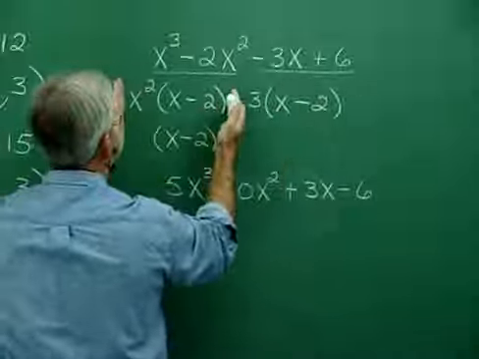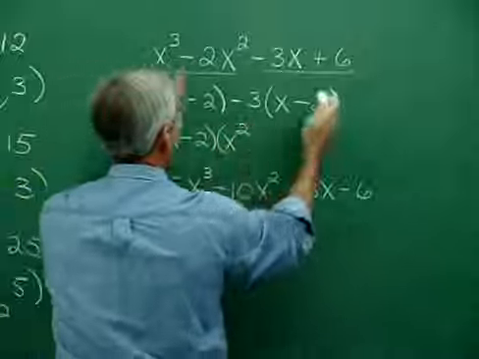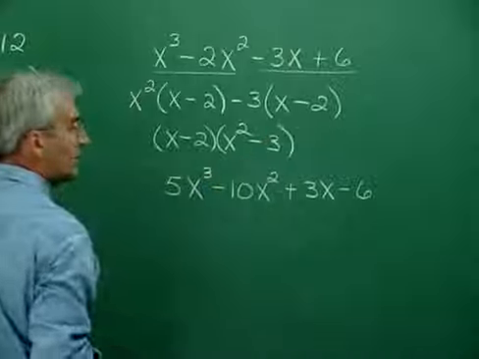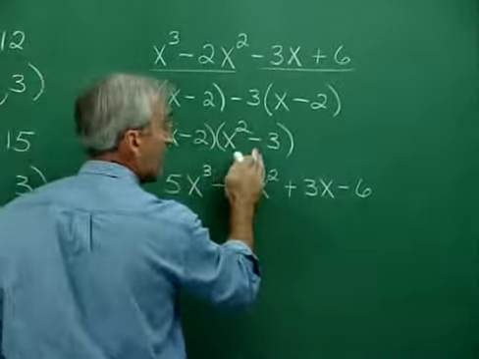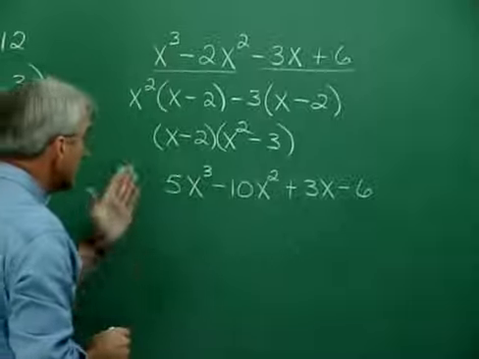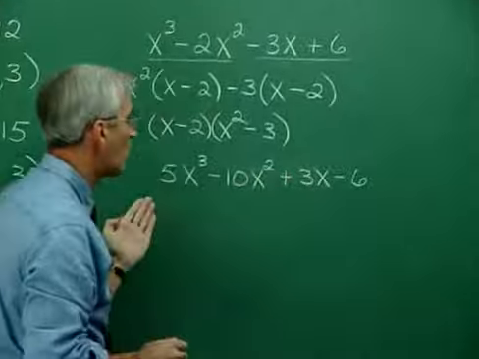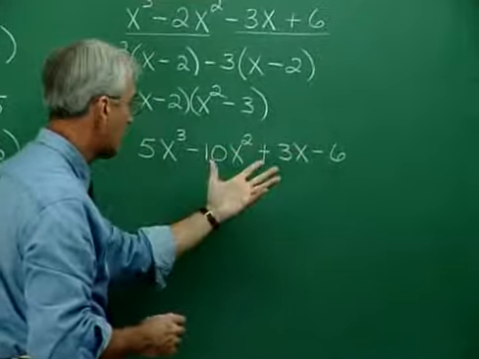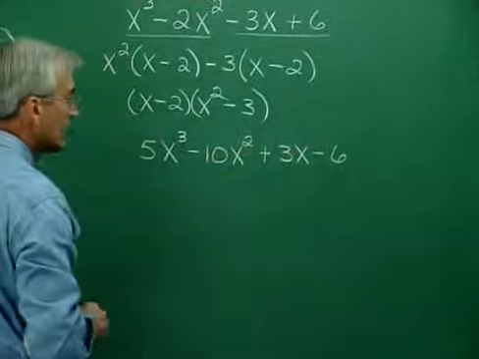X minus 2 out of this term leaves x squared, and x minus 2 out of this term leaves minus 3. So here is our correct factored form. This, by the way, is not the difference of squares because 3 is not a square. In this one, once again, we have 4 terms. We would look for a common monomial factor. We don't see one, so we would go through the method of factoring by grouping.